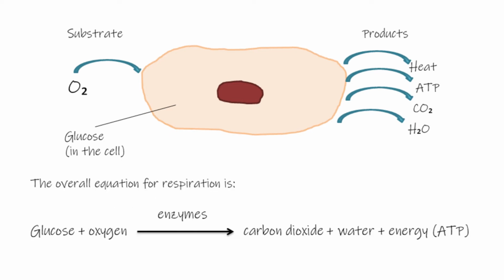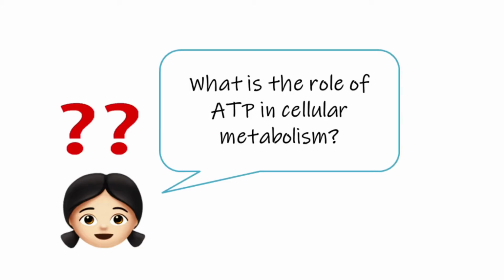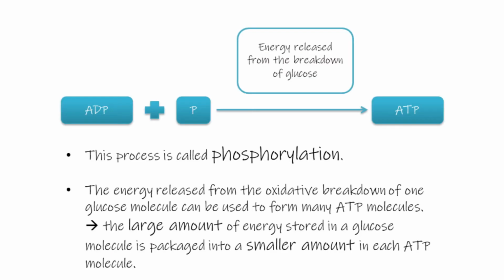The overall equation for respiration is glucose plus oxygen, with the action of enzymes, goes to carbon dioxide, water, and energy in the form of ATP. So, what is the role of ATP in cellular metabolism? During respiration, some of the energy released from the breakdown of glucose is used to form ATP by combining a phosphate with ADP. This process is called phosphorylation.